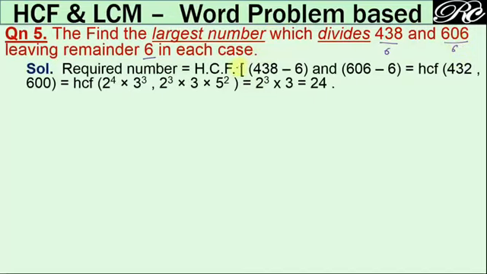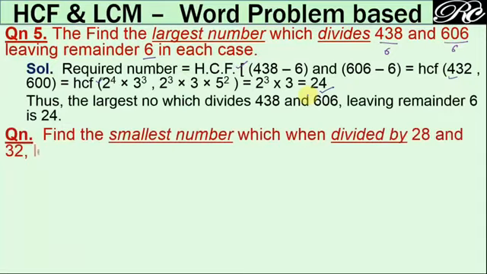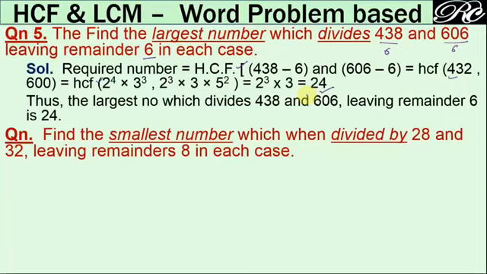Therefore, the required number will be the HCF of 438 minus 6 and 606 minus 6. It will be the HCF of 432 and 600, which comes as 2 cubed into 3. It is 24. Therefore, the largest number which divides 438 and 606 leaving remainder 6 is 24. Similarly, we go to the next question.